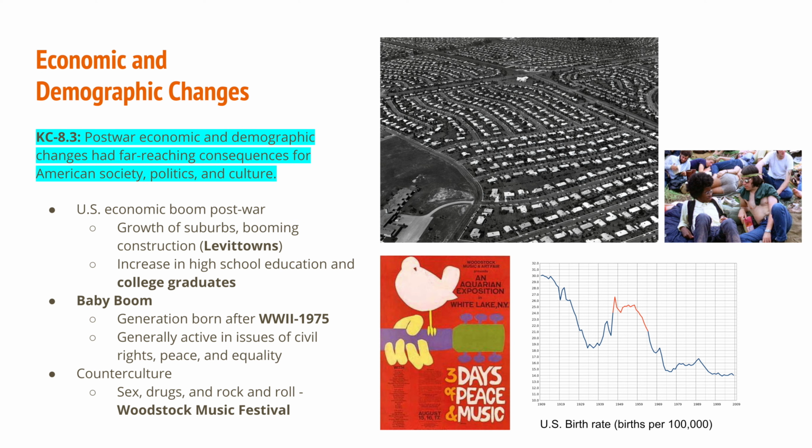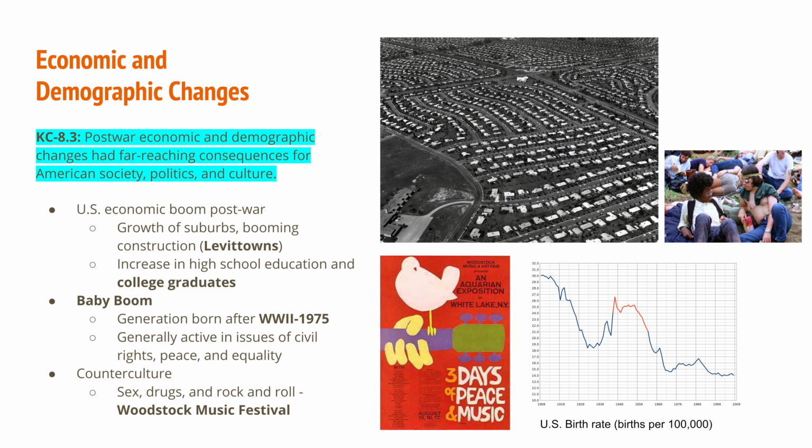Post-war economic and demographic changes had far-reaching consequences for American society, politics, and culture. After World War II, the United States entered an economic boom. We had a growth of the suburbs, which led to a boom in construction. We had Levittown, so these were planned communities that really boosted that construction industry and helped America's economy continue to grow, even as you had all of these returning soldiers and veterans that would eventually be looking for jobs as they returned.